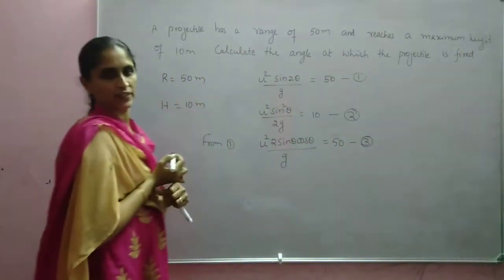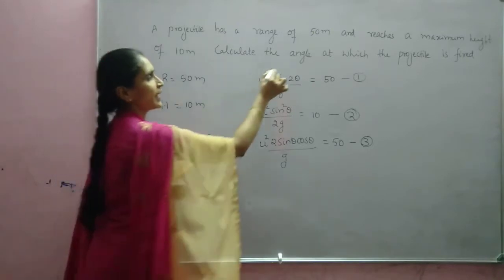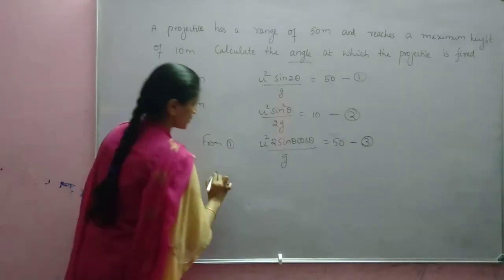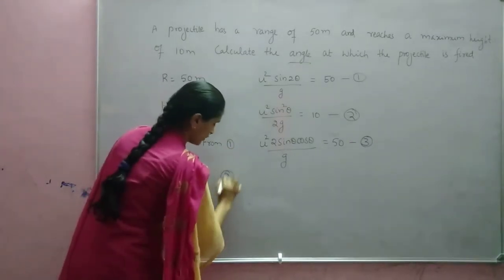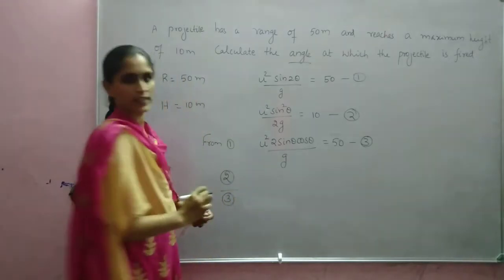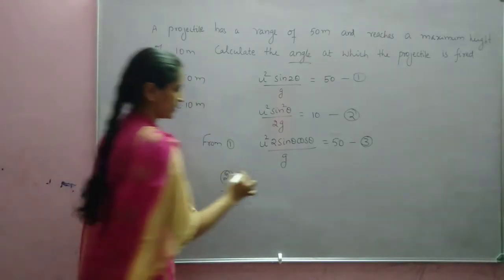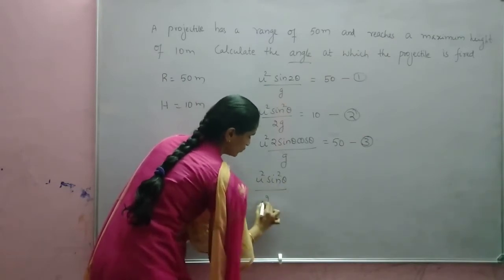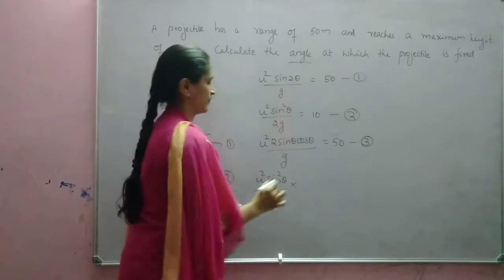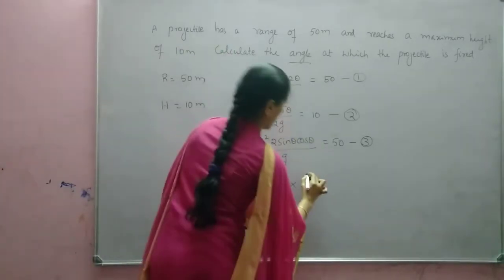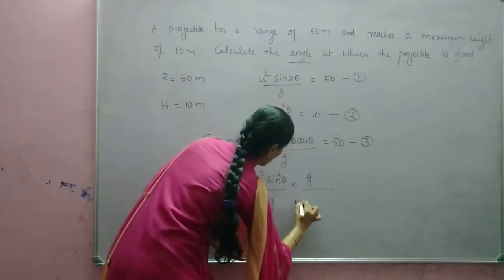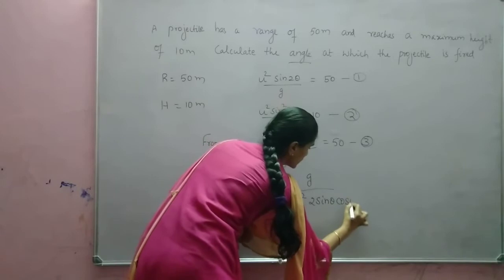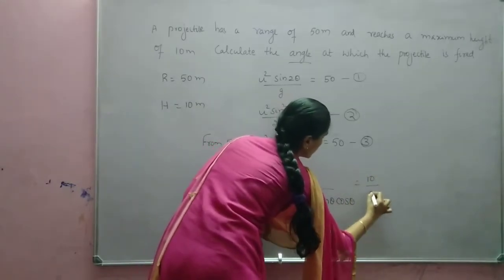Now equation 2 by 3 we can do. What we have to find? We have to find the angle. We don't know the value of u. So we are dividing equation 2 by equation 3. What you will get? U square will get cancelled. You can write u square sine square theta by 2g into g by u square 2 sine theta cos theta is equal to 10 by 50.